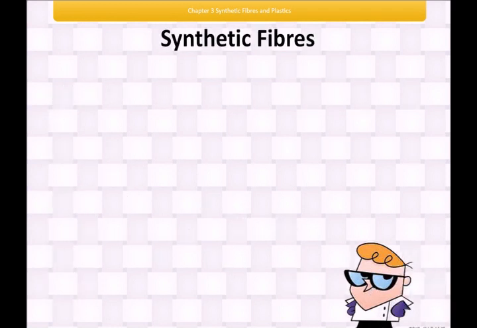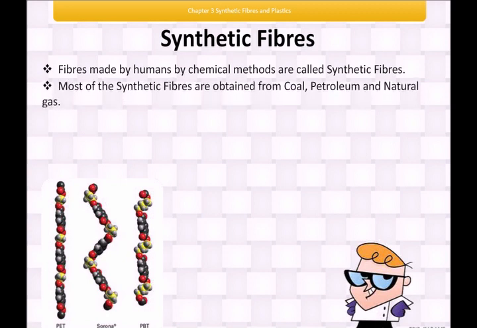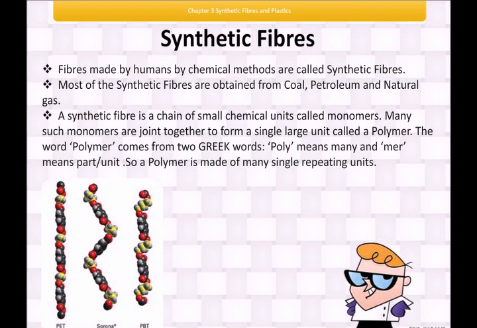Synthetic fibers. Fibers made by humans by chemical methods are called synthetic fibers. Most of the synthetic fibers are obtained from coal, petroleum, and natural gas. A synthetic fiber is a chain of small chemical units called monomers. Many such monomers are joined together to form a single large unit called a polymer.